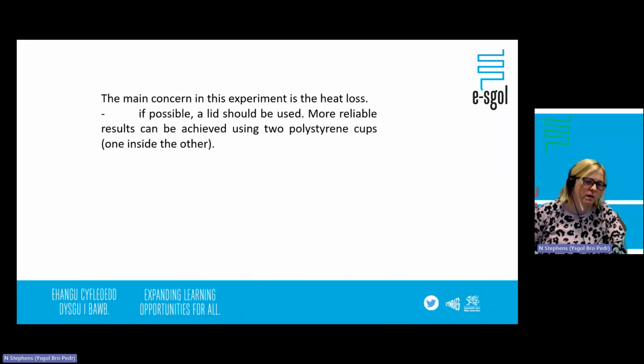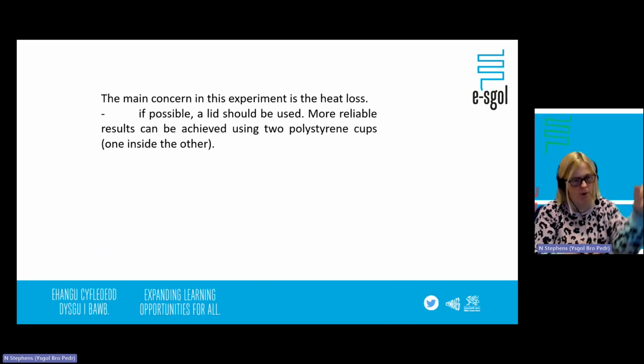Okay, now the main concern in this experiment is the heat loss, as we all know. So if possible, a lid should be used, but you could also get more reliable results in such a titration by using 2 polystyrene cups. Sounds strange, but it's not unheard of to put 1 polystyrene cup inside another, because that will limit the loss of heat to the environment, which obviously will make your data much more reliable.